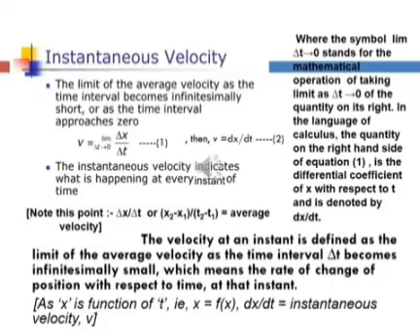Thus, in the language of calculus, the quantity on the right side of equation 1 is the differential coefficient of x with respect to t and is denoted by dx by dt, which means that it is the rate of change of position with respect to time at that instant. Then the instantaneous velocity can be written as v = dx/dt, which is equation 2. The instantaneous velocity indicates what is happening at every instant of time.